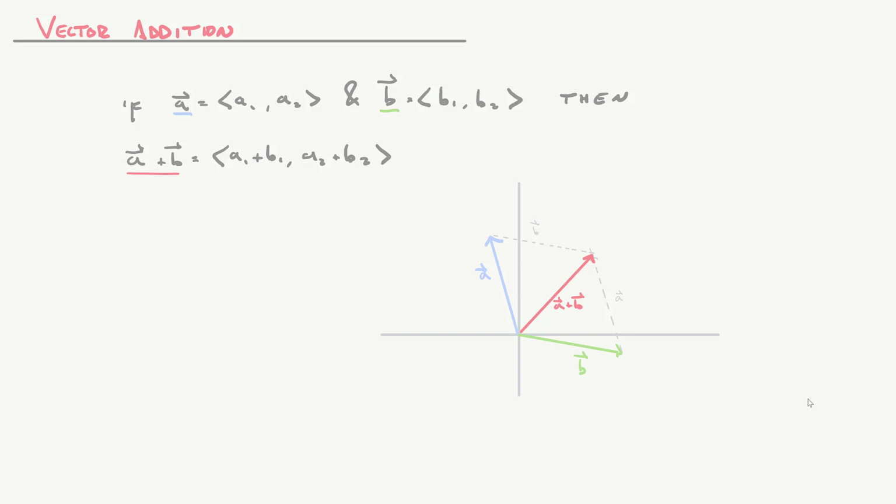So we've already done vector addition. We know that if you have two different vectors with position vectors a1, a2, and b1, b2 respectively, then the sum of the vectors is a1 plus b1 as the horizontal component and a2 plus b2 as the vertical component, outlined here by the parallelogram rule. But before we tackle subtraction, we have to talk about scalars.